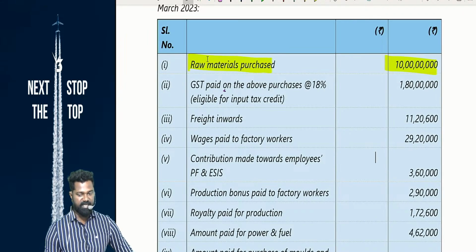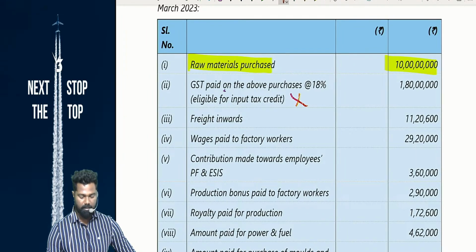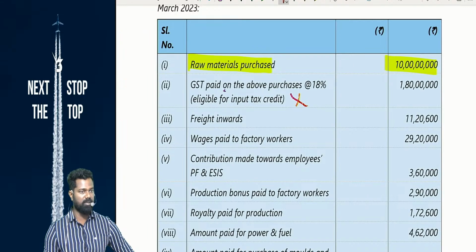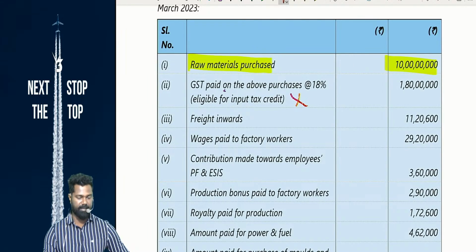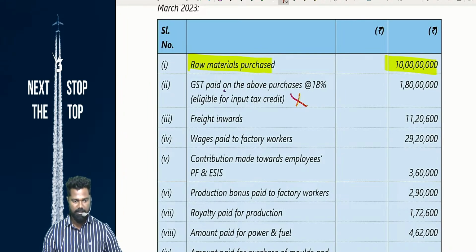Do we consider GST paid? Why? Input tax. Since input tax credit is given, it has to be ignored. If it is not given, then we have to take it, and then it will form part of cost. Are you clear? Chalo. Next one.